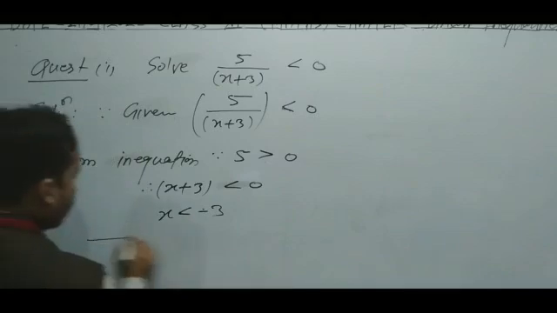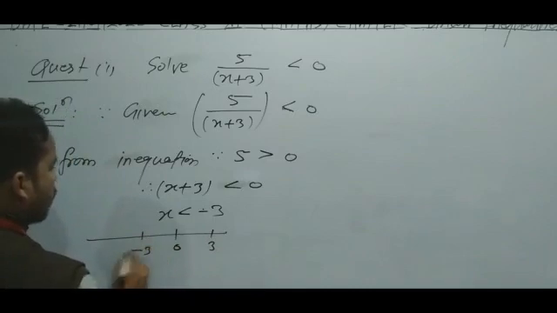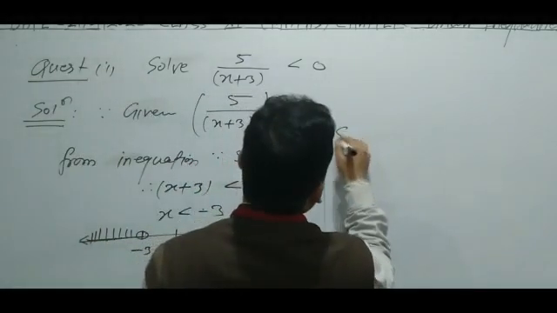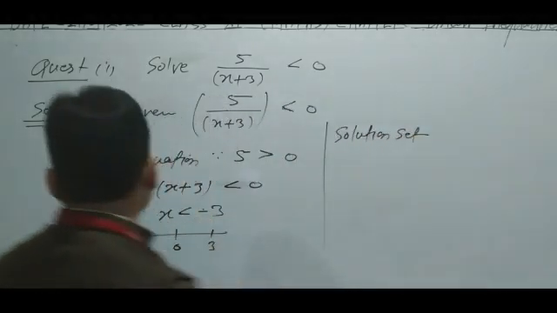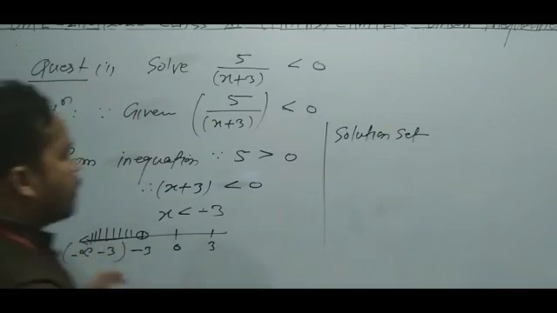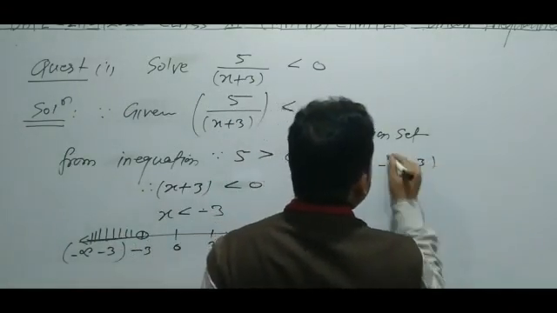Now the solution set will be, on the number line, this is 3 and this is minus 3. So x is lesser than minus 3 is the number line from minus infinity to minus 3. Now the solution set: this is minus infinity to minus 3 in open interval. So x belongs to minus infinity to minus 3.